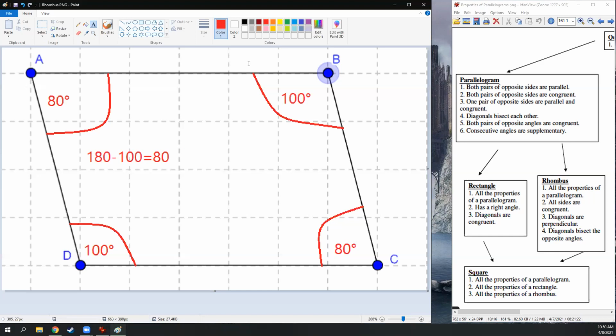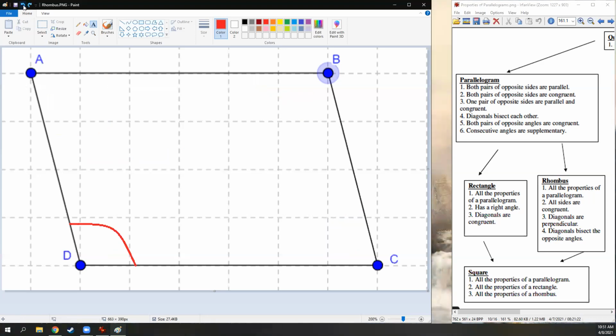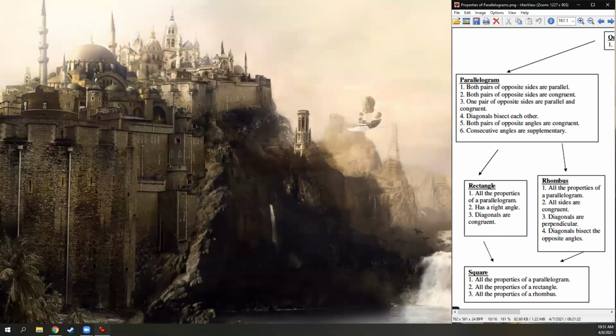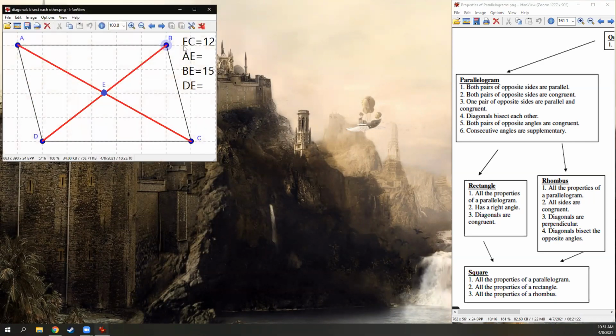Do I want to explain more of the properties, or do I want to do some questions based on just parallelograms? Let's do questions based on just parallelograms.